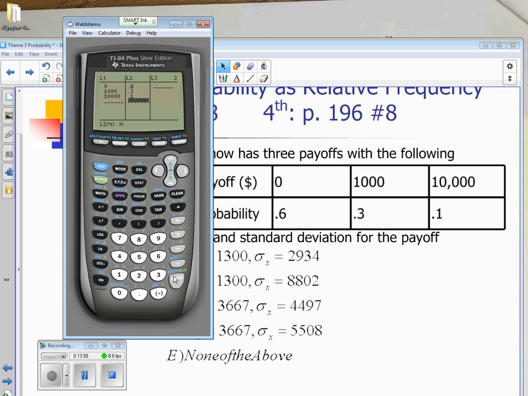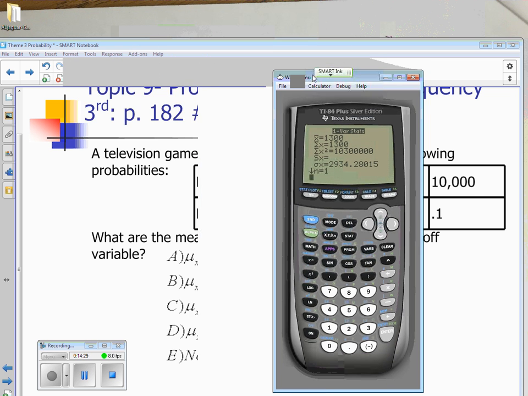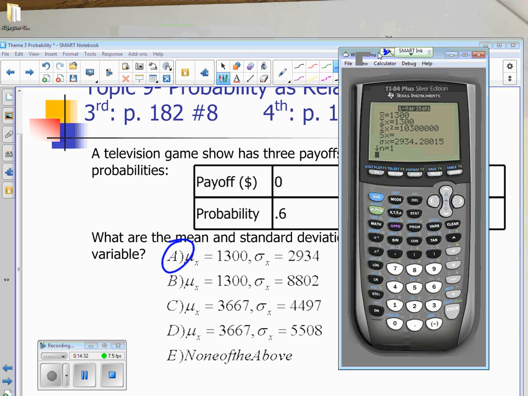I'm going to go to stat, calc, 1 var stats, but I have to put this in the calculator, don't forget. List 1, but what is the frequency list? List 2, because that's where I put all of the probabilities of each of those events occurring, and then we'll calculate. Okay. So the mean was 1,300. Again, the standard deviation that we have to use in this case is the population one, which is 2,934. So answer choice A looks like the best answer here. To me, on a multiple choice question, that is the easiest way to save time.